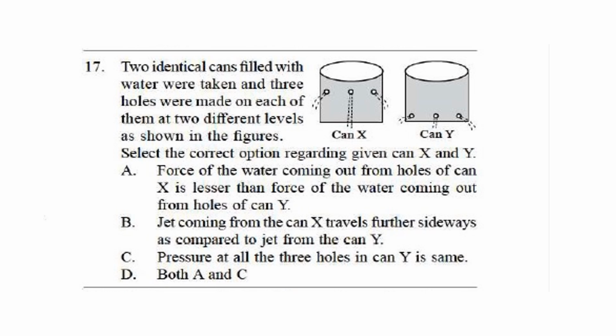Option A. Force of the water coming out from holes of can X is lesser than force of the water coming out from holes of can Y. Option B. Jet coming from the can X travels further sideways as compared to jet from the can Y. Option C. Pressure at all the three holes in can Y is same. Option D. Both A and C. And right answer is option D. Both A and C.